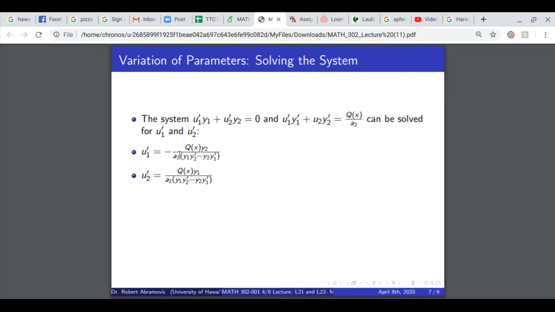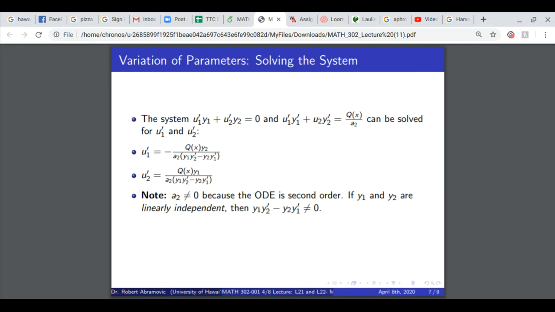You'll actually see later that this denominator is a2 times what's called the Wronskian of y1 and y2. And it turns out that the Wronskian, y1 times y2 prime minus y2 times y1 prime, is never 0 provided y1 and y2 are linearly independent. Well, that was a requirement. First, just find two functions that are linearly independent.